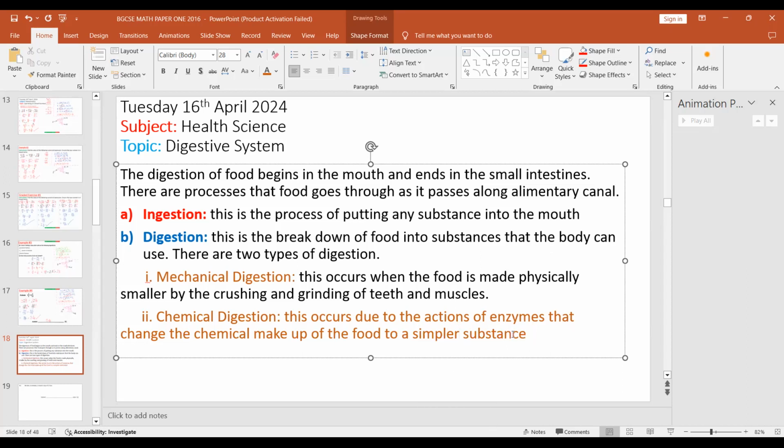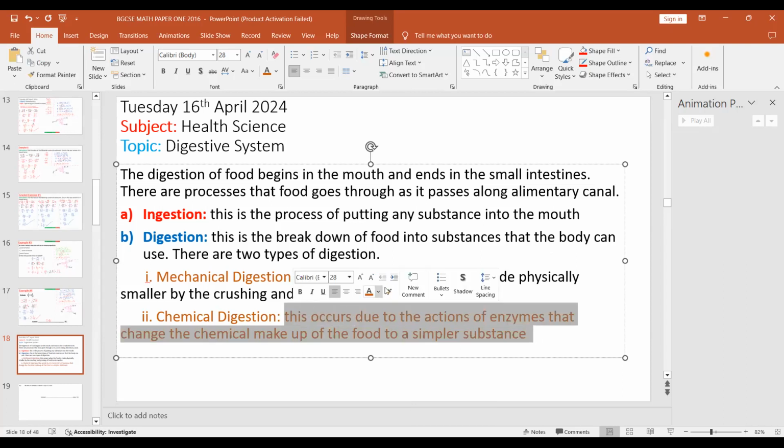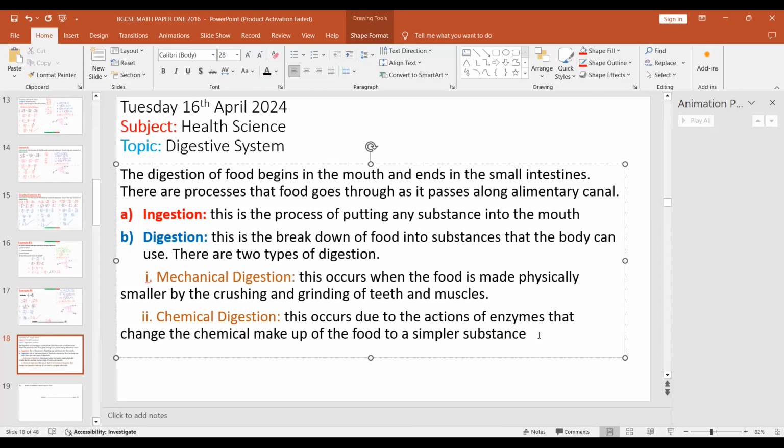Paul, can you read the definition of chemical digestion? Chemical digestion. This occurs due to the actions of enzymes that change the chemical makeup of the food to a simpler substance. Very good. Tegan, can you read the definition of mechanical digestion? Mechanical digestion. This occurs when the food is made physically smaller by the crushing and grinding of teeth and muscles. Very good.